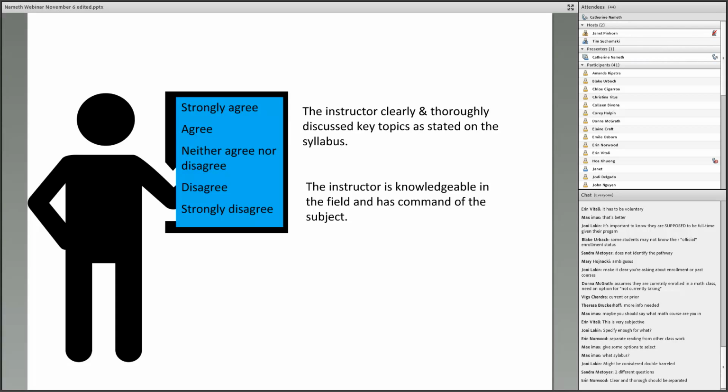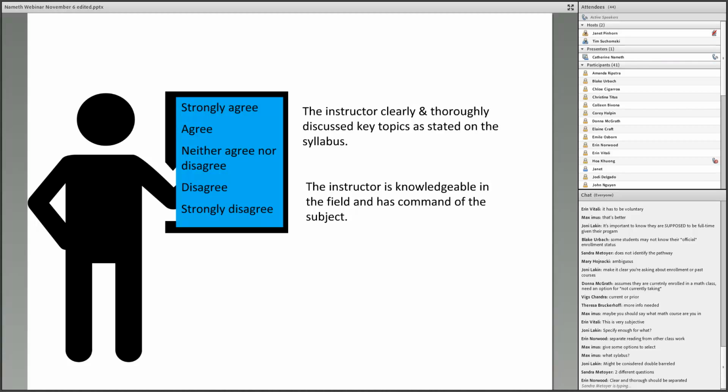But again here, like we did previously, if we're going to go with the prompt, the instructor is knowledgeable in the field and has command of the subject, let's take a moment, take a breath, and back up. Let's take a few steps back, and let's focus on specific past behavior.